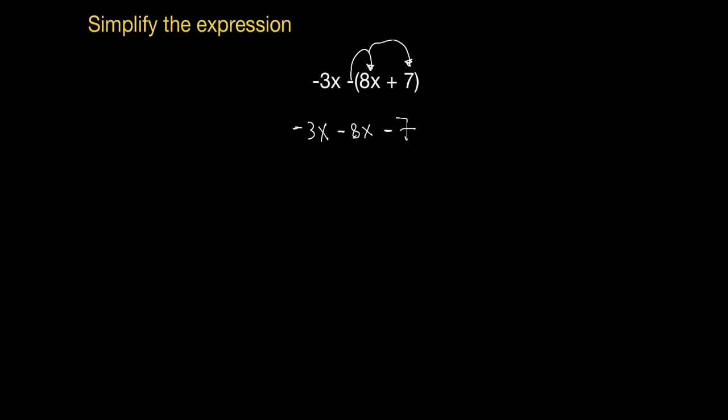Now to combine like terms, we're going to combine the variables together. So negative 3x minus 8x, that's going to give us a total of negative 11x minus 7. And again, this is as far as we can go because these are not like terms.